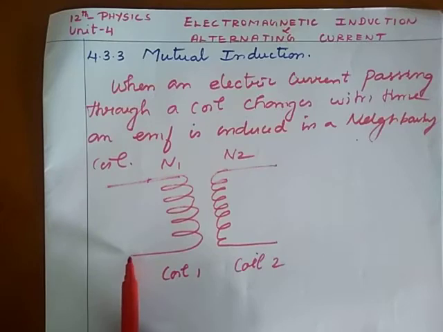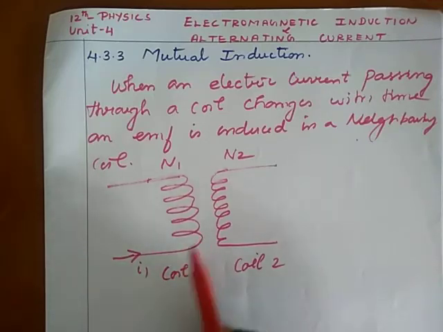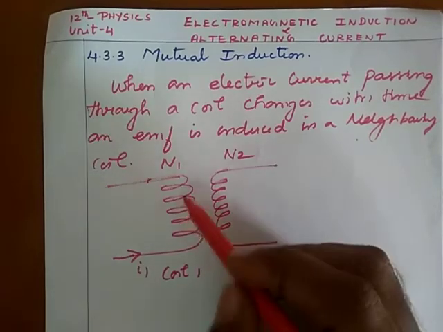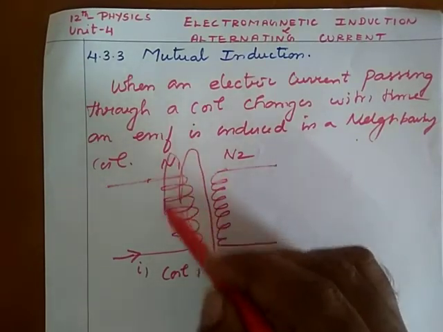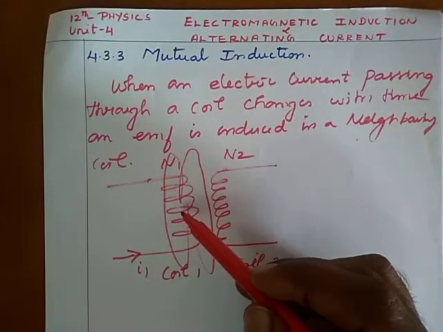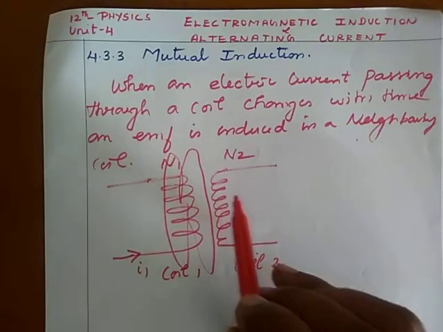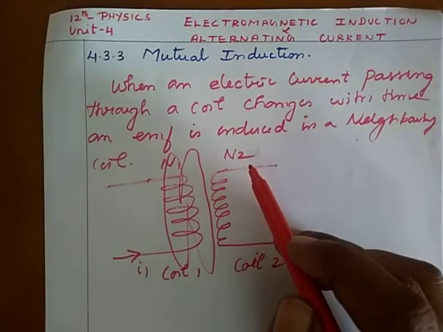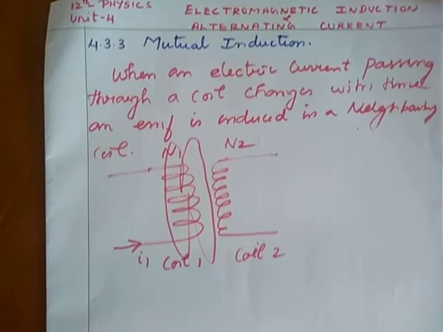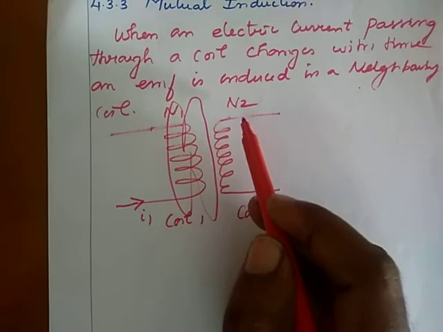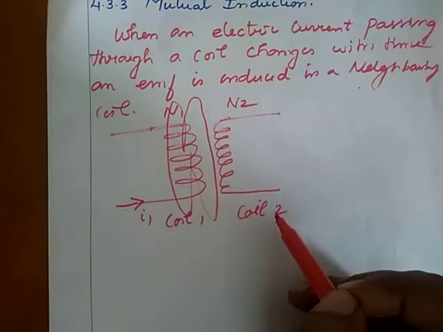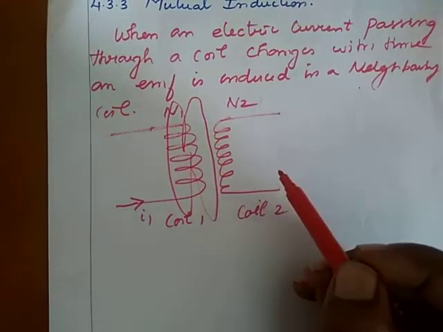If I apply a current I1 in coil 1, we know very well that when a current flows through a coil, it produces a magnetic field, like this. Then the magnetic field is also linked with the neighboring coil having N2 turns. The magnetic field linked with coil 2 produces a flux linkage.